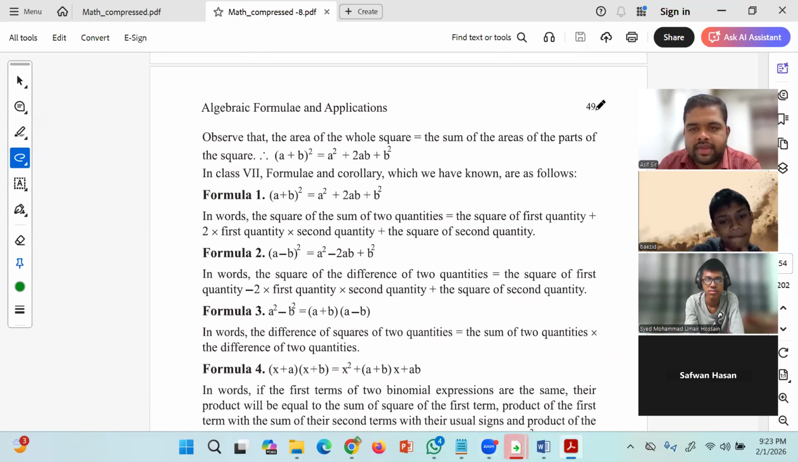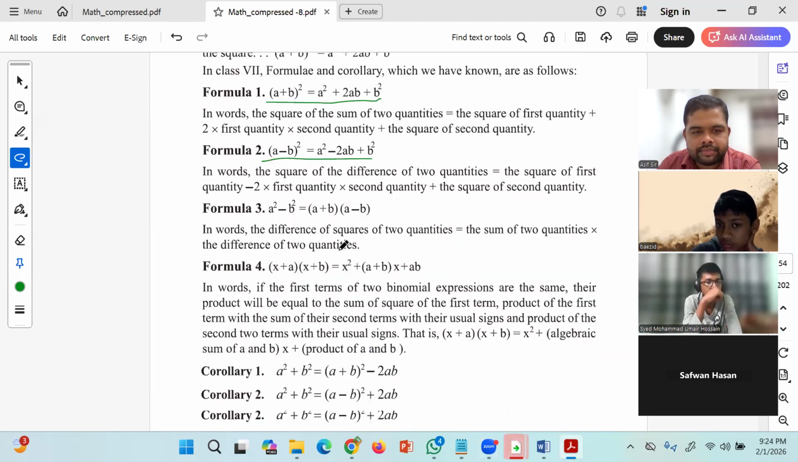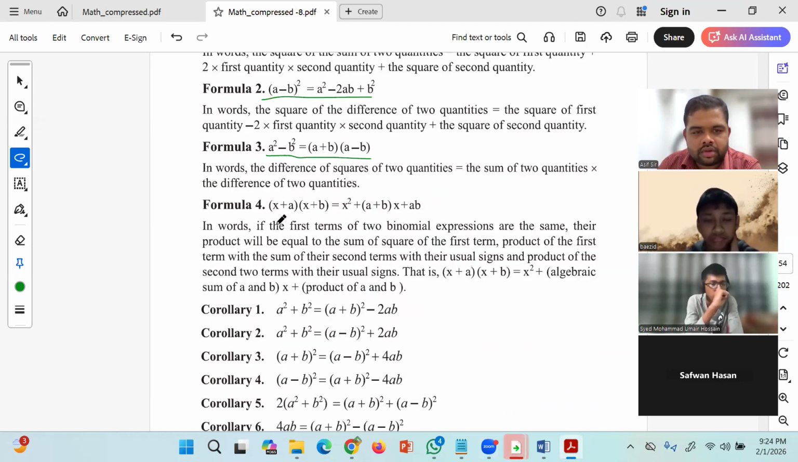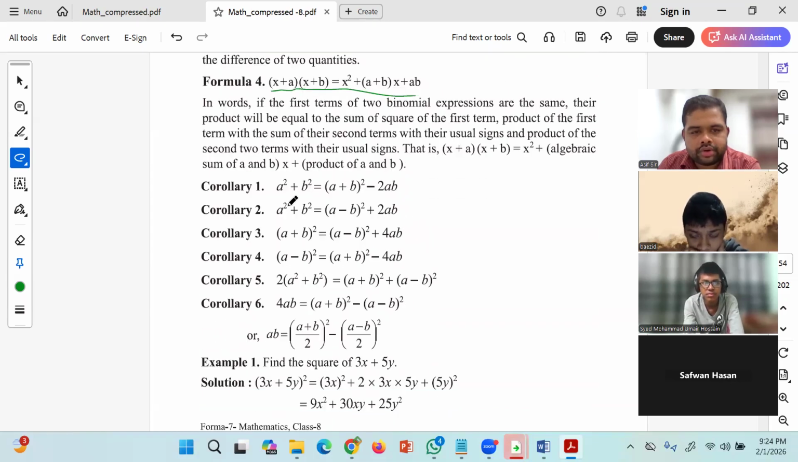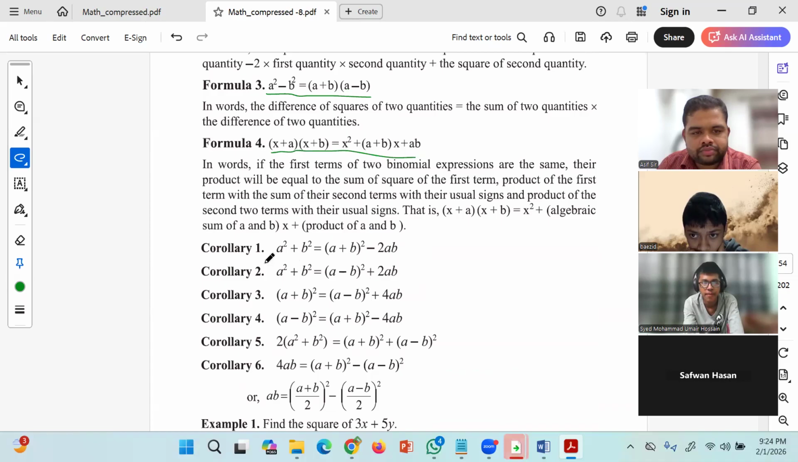As you can see on page number 49, you have to learn this formula, which is (a plus b) whole square. This formula, formula 3, formula 4, and these are called corollaries: 1, 2, 3, 4, 5, 6. These 6 corollaries also need to be memorized by you.